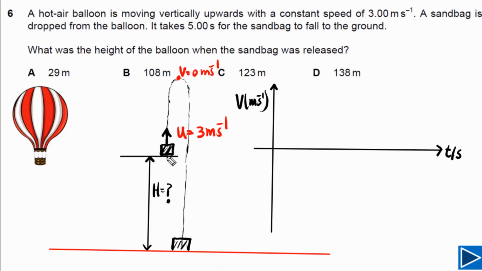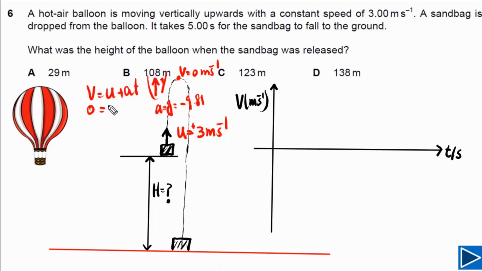Now first of all, let's find the time taken by the sandbag from the point of release to the maximum height. We can calculate that time by v = u + at. In this case, v is equal to 0, and if we take upward as positive, then u will be positive, but the acceleration due to gravity will be negative, because the acceleration is downward.